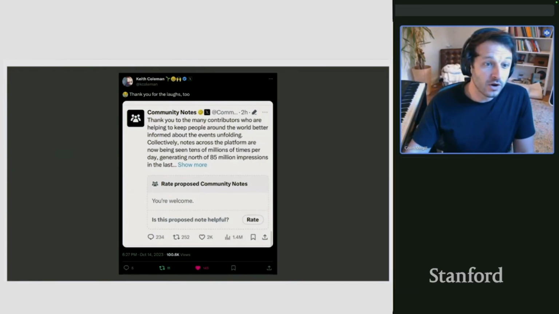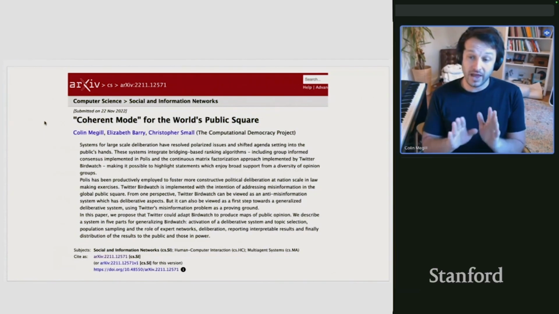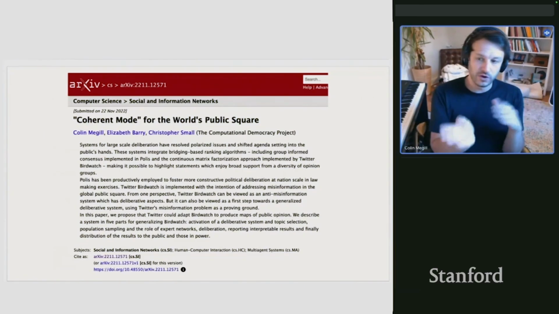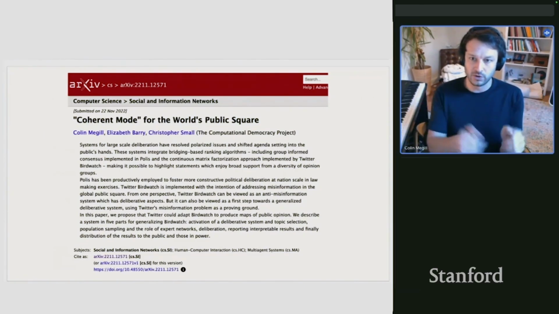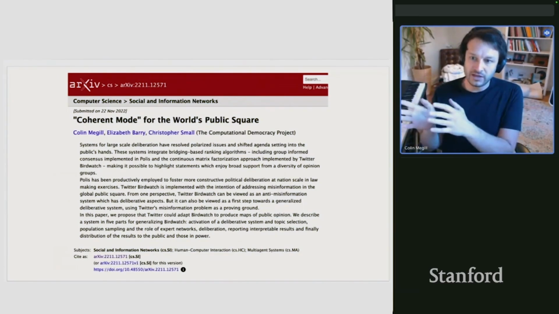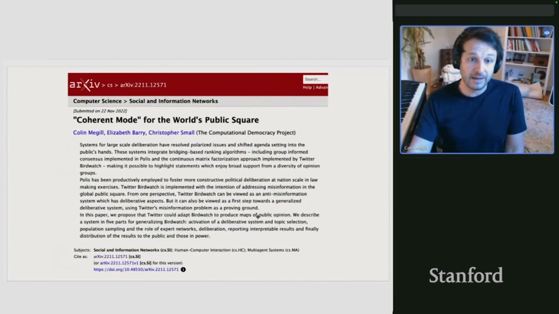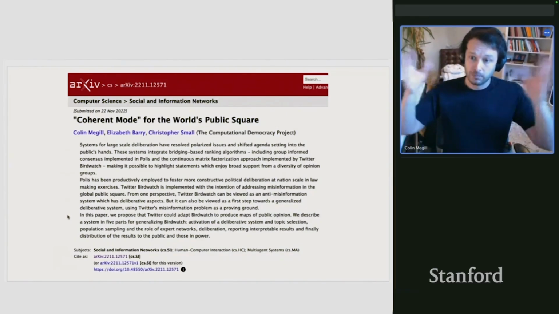Anyway, we wrote an article basically saying, okay, we helped to build the system. This was under Parag before the acquisition. We helped to build the system, but also, the system is generalizable, much more generalizable than just disinformation, and can be adapted to produce massive public opinion. And here's how you would generalize Community Notes to become Polis on Twitter.